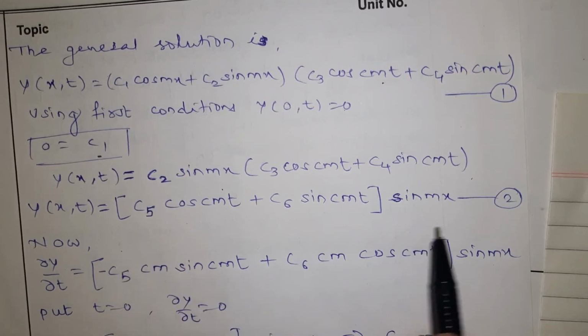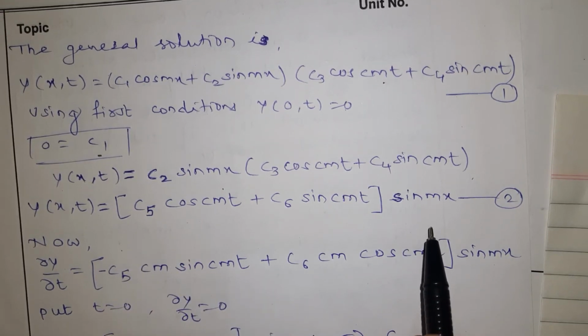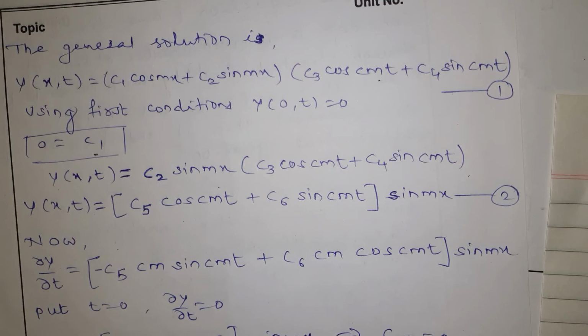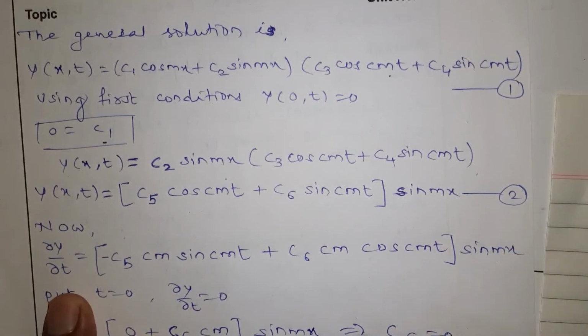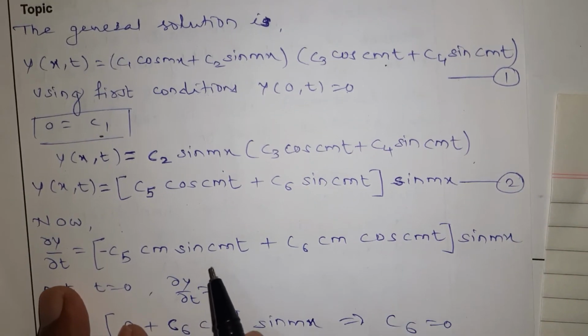Now one more condition we have to use so that our calculation becomes easier. The first condition we used is x equal to 0. Now take its derivative. Find dou y by dou t, with respect to t only.